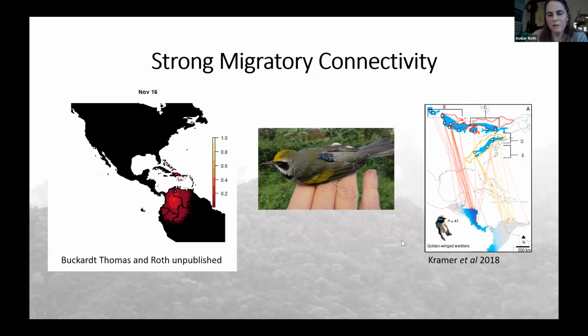The map on the right was presented yesterday by Ellie Knight, showing Gunnar Kramer's assessment of geolocator data, showing the strong structure that exists between the Great Lakes population and Central America and the Appalachian population and South America. So we have pretty strong segregation between those regions.